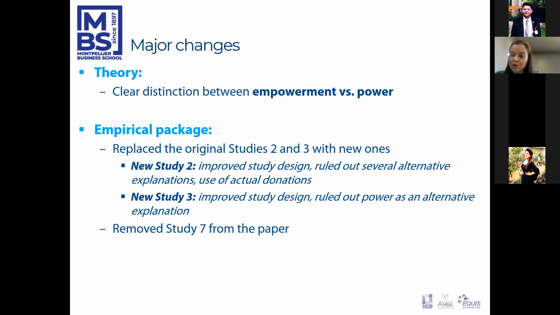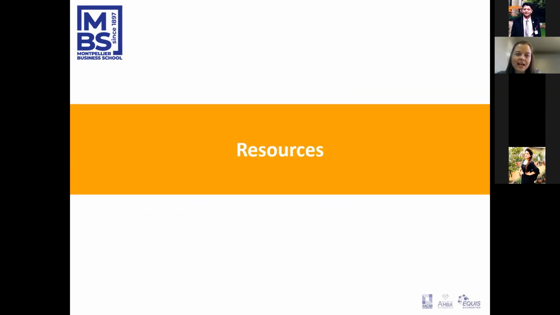And on the other hand, we were also asked to remove one study from the paper. So in the original version, there was study 7 in our manuscript that we conducted with students in a classroom setting, but the review team didn't like it very much. So they asked us to remove it. So that was it about the paper.